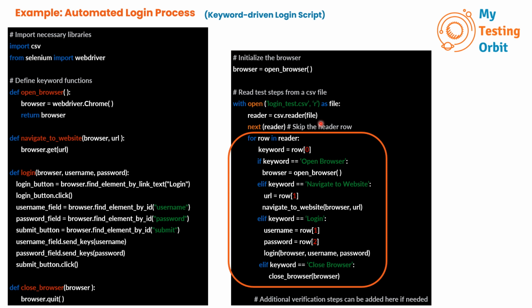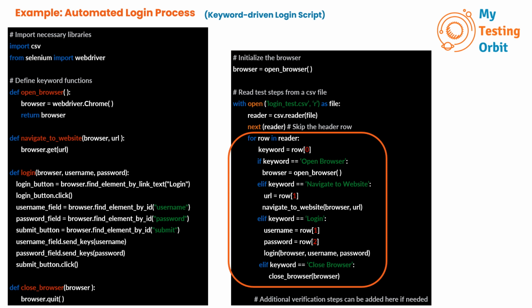However, in the keyword-driven example, the script is designed to be more modular, and this allows for more flexibility in structuring test cases. So the browser is opened and closed within certain keyword functions such as open browser and close browser. This allows us to define more complex test scenarios where we might want to open the browser at the beginning of a test case, perform multiple actions, and then close the browser within that test case.